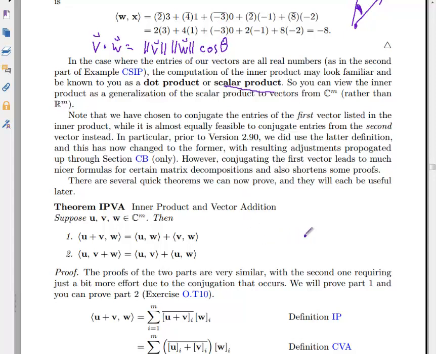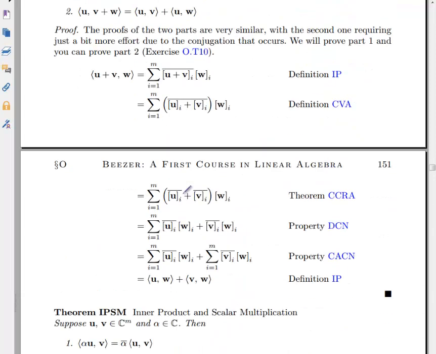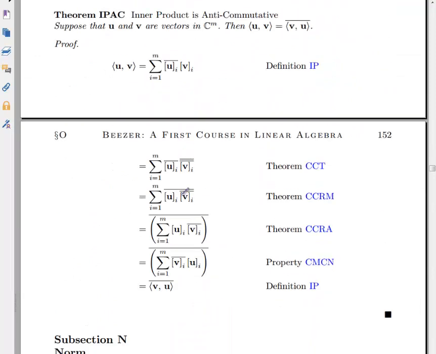Now, notice when you have two vectors at 90 degrees, if you remember your trig, the cosine of 90 degrees is 0. So it's possible to have an inner product of 0 between non-zero vectors. And that's called orthogonal. Two vectors that have a 0 inner product are called orthogonal.